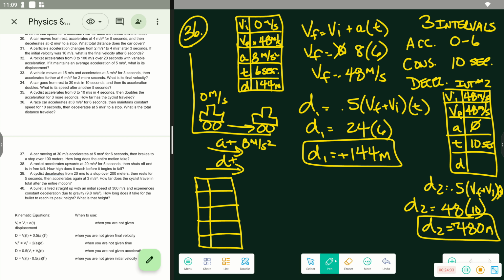What's the initial velocity for interval 3? Yep, still at 48. What's the final velocity? Yeah, because it's coming to a stop. Acceleration, -5, right? Meters per second squared, the time, and the D. Okay? Can we determine distance without time? No, we cannot. All right?